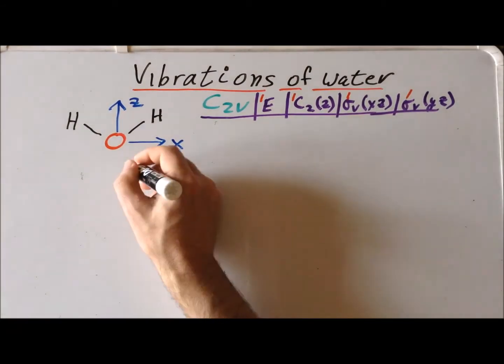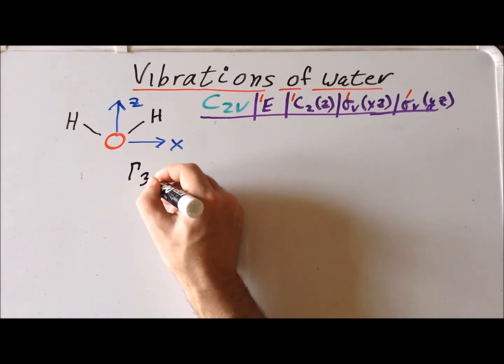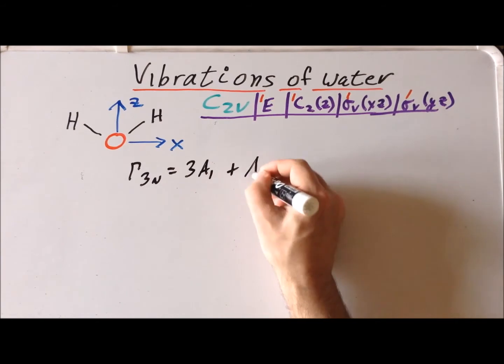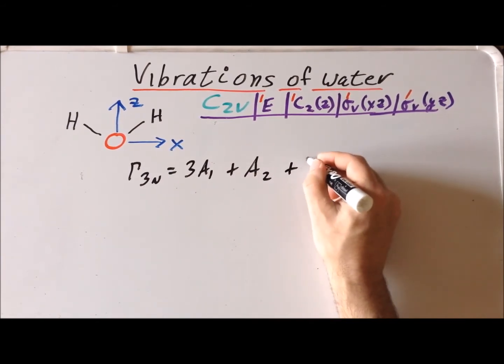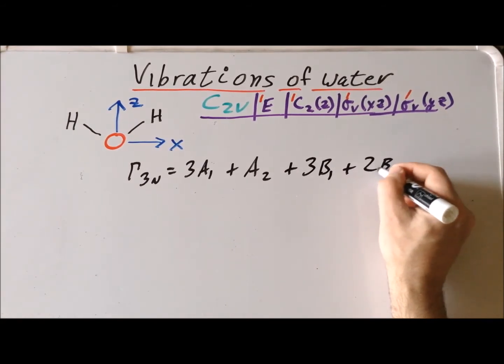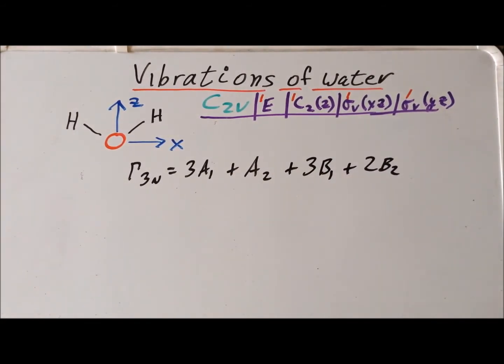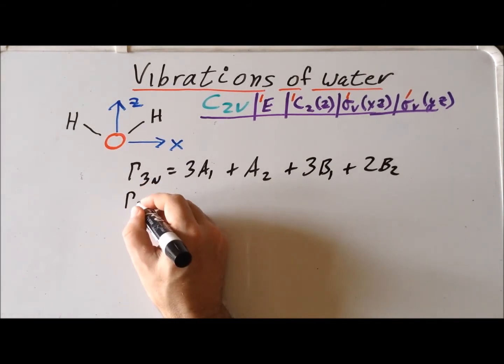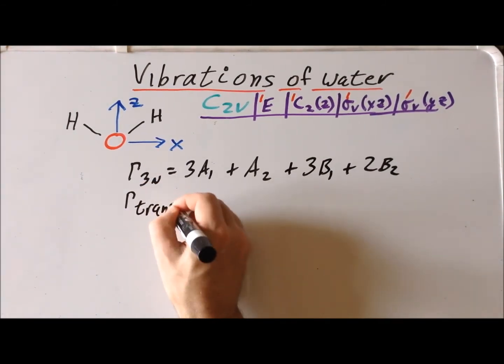So let us rewrite our current result so far, just to remind ourselves that it's 3 A1s plus an A2 plus 3 B1s and 2 B2s. And it's important to keep in mind that this describes all 3n degrees of freedom, which includes translations, rotations, and vibrations, but we are only interested in the vibrations at the moment. So let's remove everything that has to do with translation, all the translational degrees of freedom.